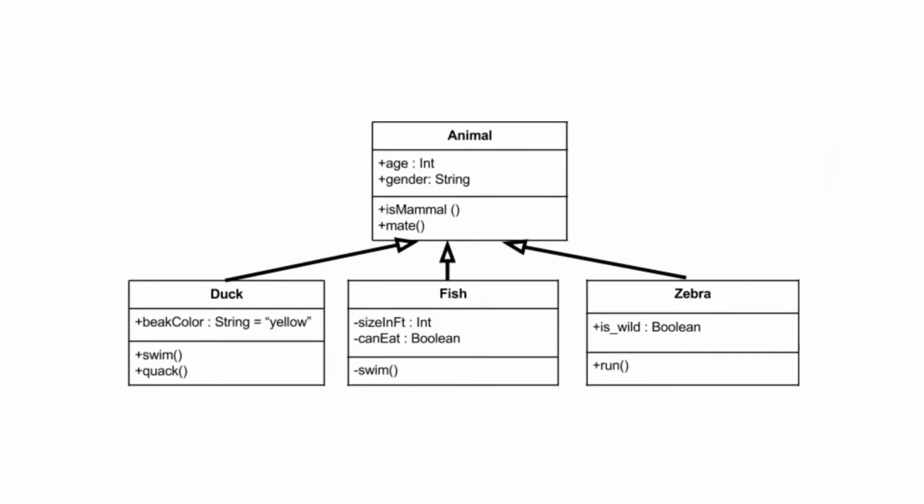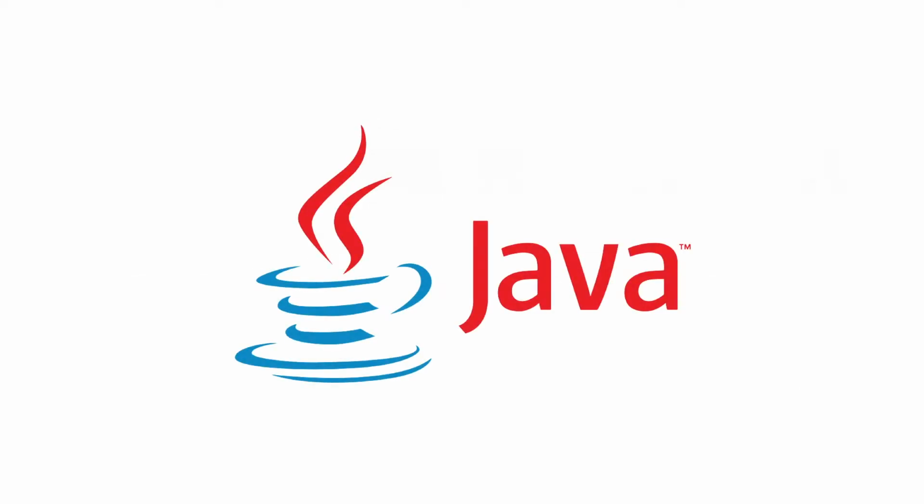Now we come to a more advanced topic called inheritance. Basically, what this means is that a different object will take the properties of another object. You see here that duck, fish, and zebra are all inheriting from the animal object. And we can also add their own properties, add our own methods, and also override the original properties of the animal. So now that we've defined object-oriented programming, let's move on to some of the syntax of Java.